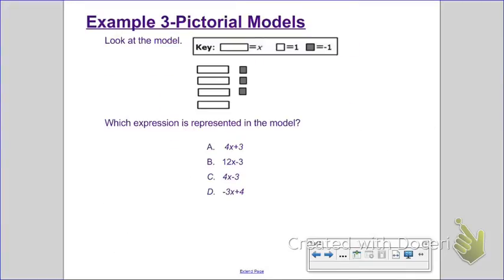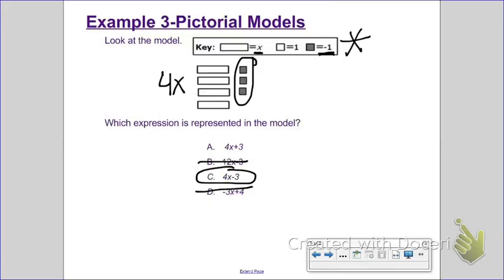Sometimes we can be given a picture and we have to translate it. So we always want to make sure we look at our key to make sure we know what the different shapes mean. So if we're looking at the picture, we have 4 white rectangles. Well, our rectangle means x. So there are 4x on the left side. So go ahead and rule out your answer choice B and your answer choice D. And then we have these 3 squares that are shaded. Well, our shaded ones are negative. So answer choice C is going to be correct because we have 4x and then we have that minus 3.